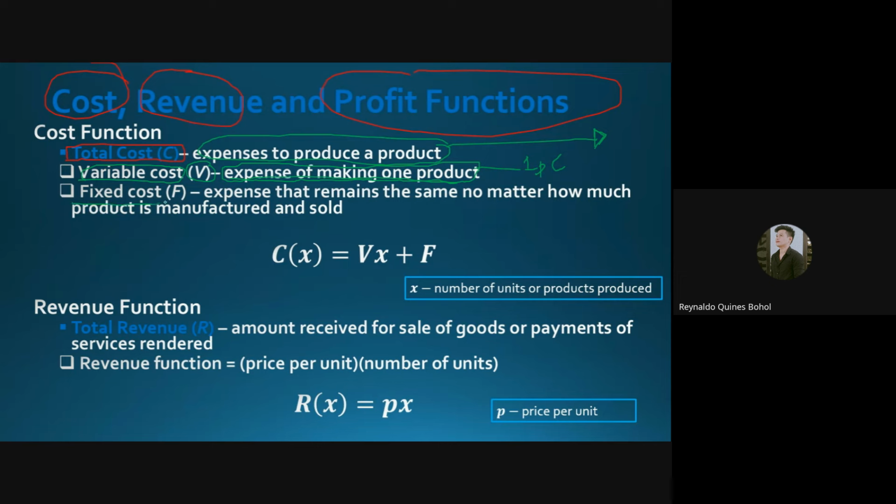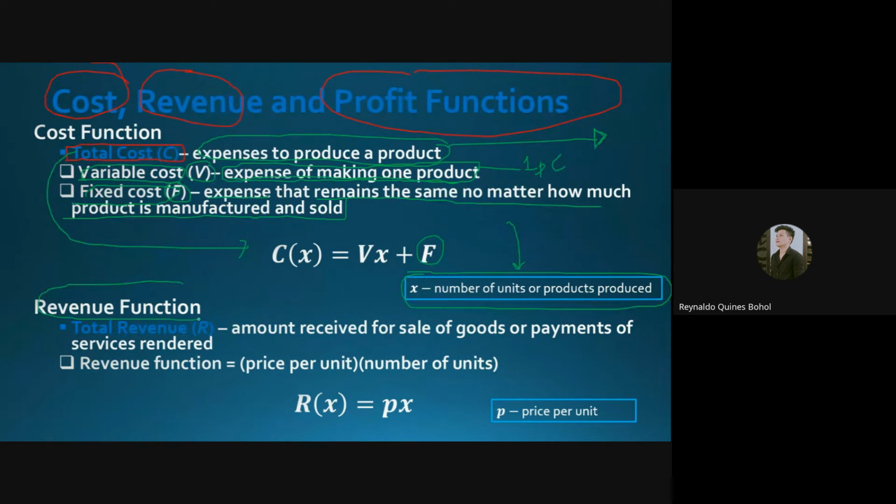Ito naman, yung fixed na cost, yung F natin, ito yung nagastos mo na remains the same no matter how much product is manufactured and sold. So that is F. Our F is fixed cost. So ang formula ng total cost is C of X equals V times X plus F, where V is the variable and F is the fixed cost. Always remember that your X is the number of units of products produced. Depende yan kung ilan yung products na napagbenta o bibili. That is the cost function.